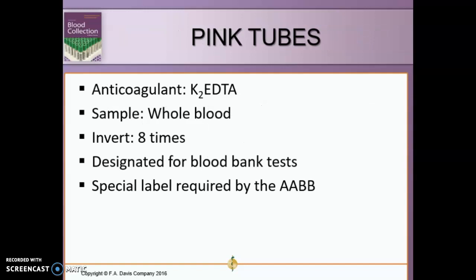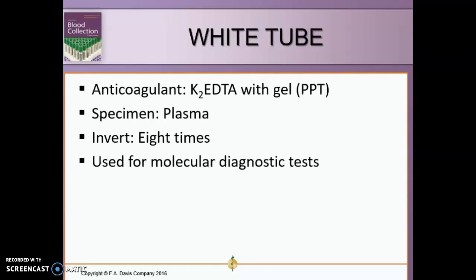Next, we're going to talk about pink tubes. The pink tube is spray coated with the K2 EDTA, the potassium EDTA. It is a whole blood sample with an inversion time of 8, and it's designated for blood bank tests. There's special labeling required by the AABB. What we mean by this is it's a blood bank test, meaning they're typing your blood. So this tube is designated especially for that, and there's going to be a special label to go on this tube.